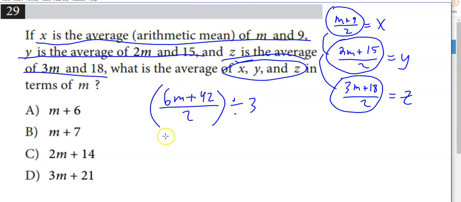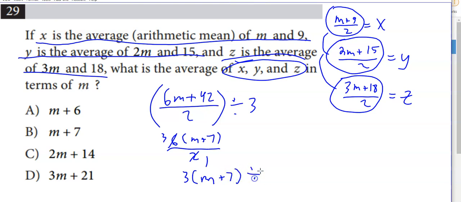Let's simplify this first. So this would be 6 times M plus 7 all over 2. So that does simplify. That'd be 3 over 1. So I have 3 times M plus 7 divided by 3. So if I divide this by 3, the 3's cancel and you get M plus 7. So if you got C or D, which are very tempting here, this one you forgot to divide by 2 because all of these were divided by 2. This one you forgot to divide by 3 because to find the average of three numbers, you have to divide by 3. So pretty tough problem there. And that's it for today's lesson.